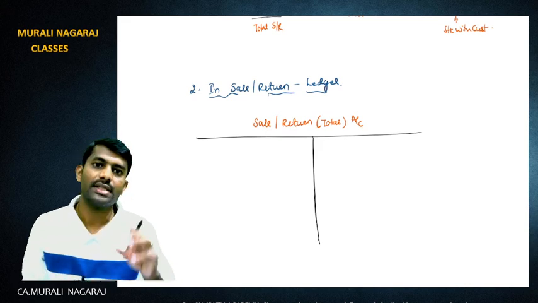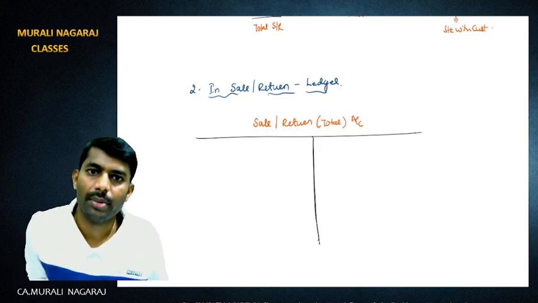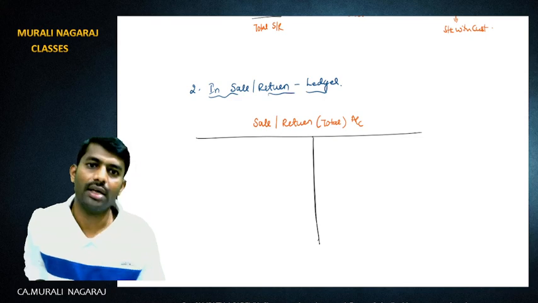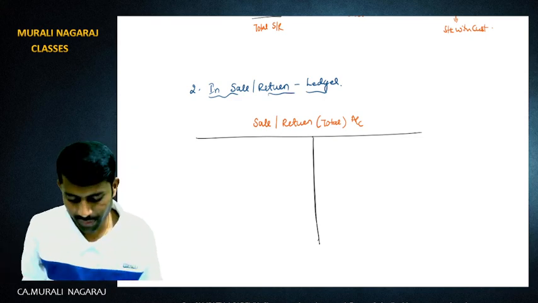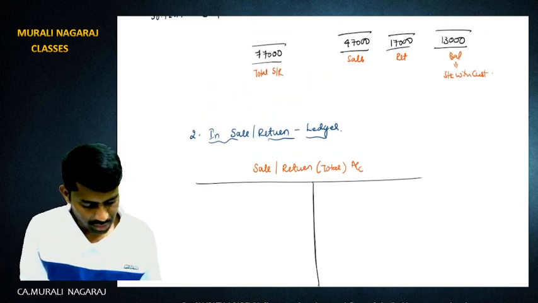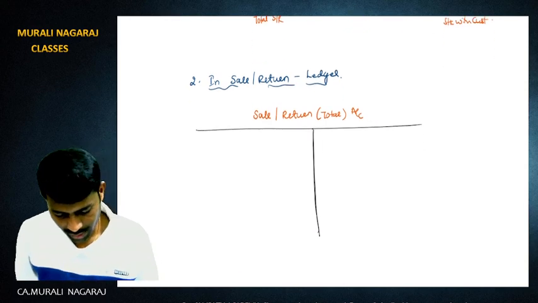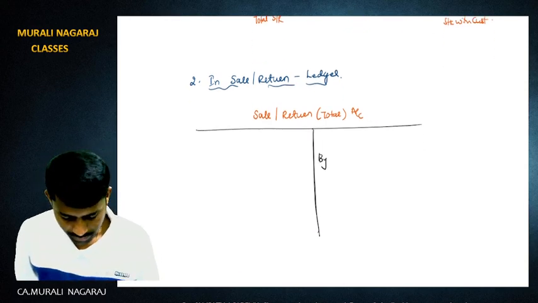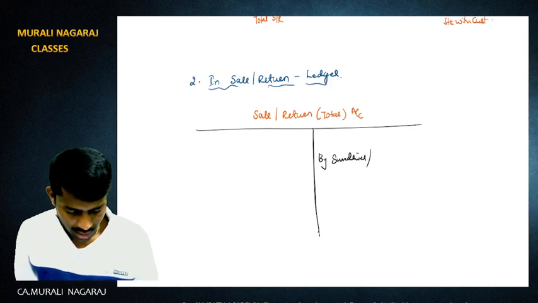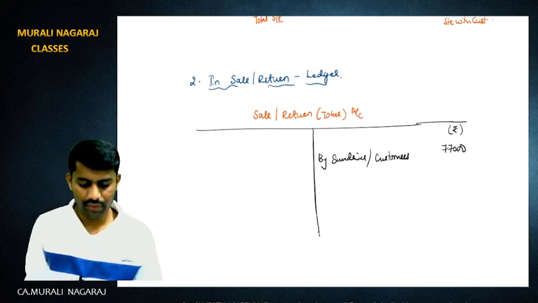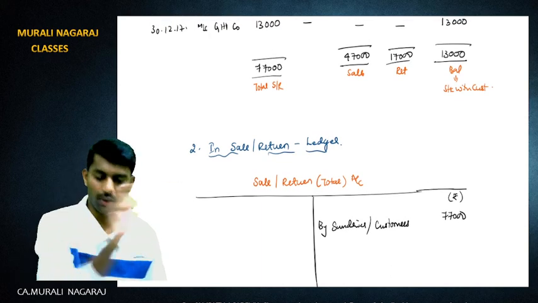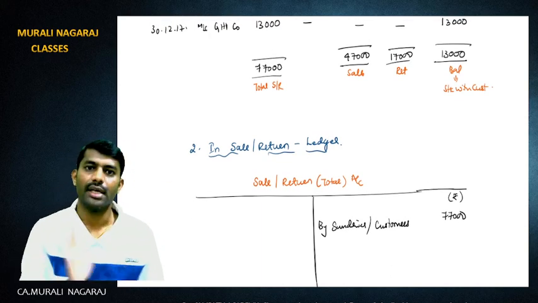So when it is a sale, in the main books we will pass it as a normal sale entry. Till then, in the control books, memorandum books, we will pass like this. So for this total 77,000, by sundries or customers, in total 77,000 will come. So from day book that total will go to sale or return account, credit side it will go.